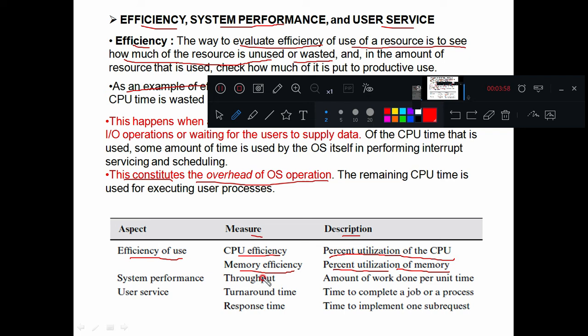Next, the system performance. We will see these three topics or three parameters in brief in this table, right? In the next slide I will discuss system performance and user service in detail. So what is system performance? System performance is measured with the help of a term called throughput. What is throughput? It is the amount of work done per unit time.